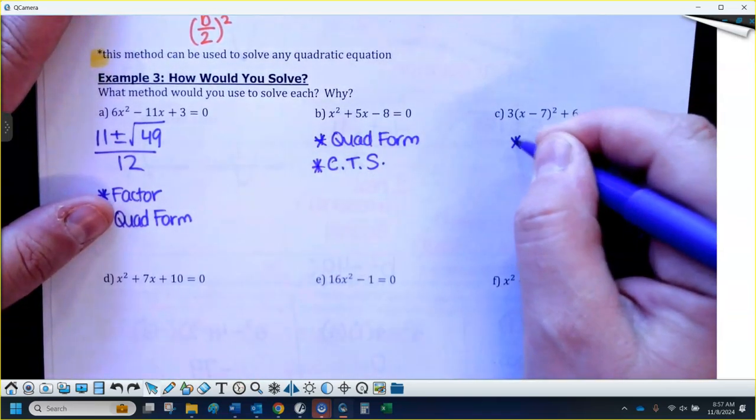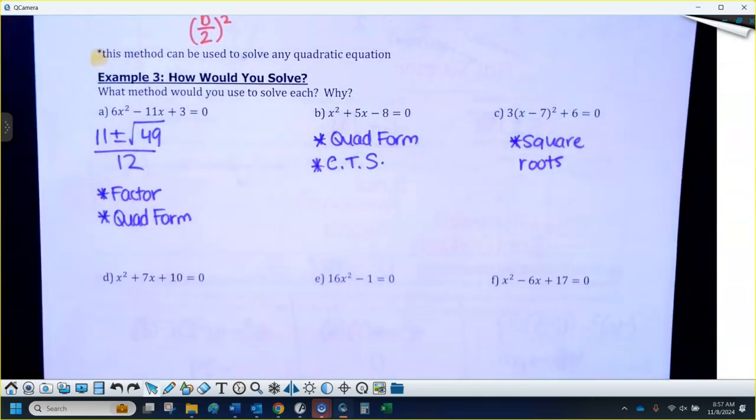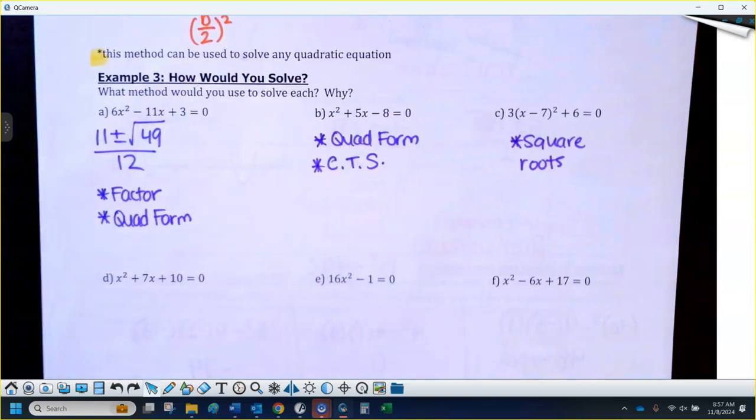This one, I would definitely use square roots, because I see that set of parentheses. I could isolate that, get it by itself, take the square root, and get rid of the parentheses. Do not FOIL those out.